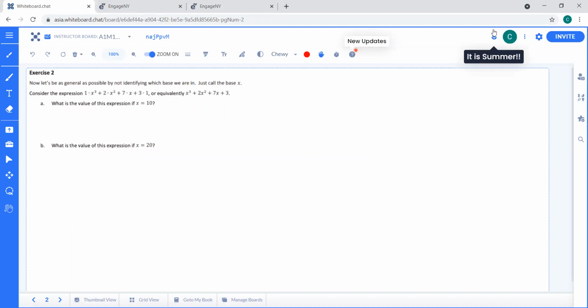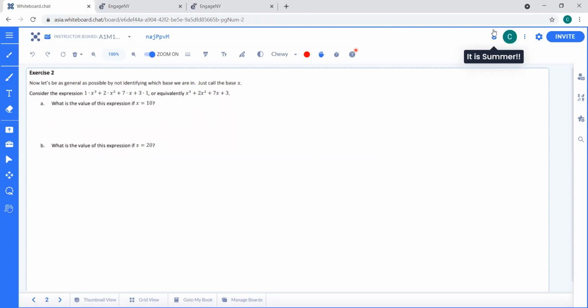Now let's be as general as possible by identifying which base we're in. Just call the base x. Okay, consider the expression 1 times x cubed plus 2 times x squared plus 7 times x plus 3 times 1. Or equivalently, x cubed plus 2x squared plus 7x plus 3.